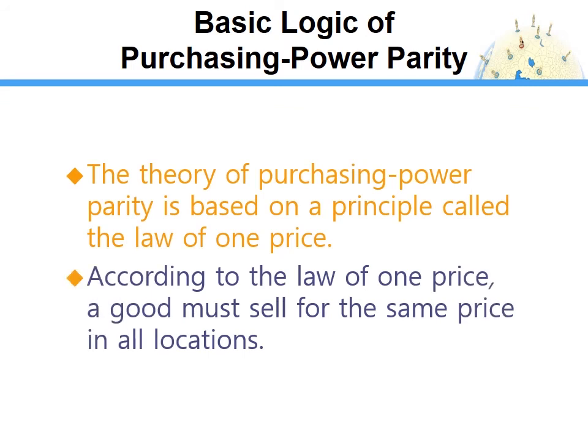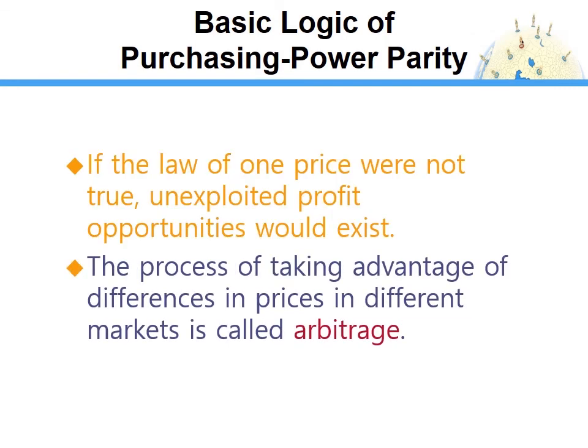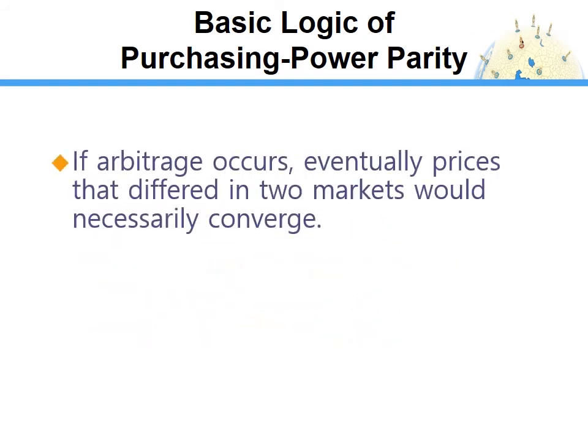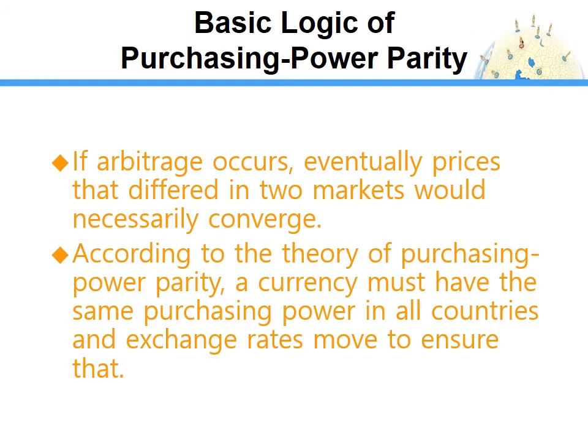According to the law of one price, a good must sell for the same price in all locations. If the law of one price were not true, unexploited profit opportunities would exist. The process of taking advantage of differences in price in different markets is called arbitrage. If arbitrage occurs, eventually prices that differ in two markets will necessarily converge. According to the theory of purchasing power parity, a currency must have the same purchasing power in all countries, and exchange rates move to ensure that.